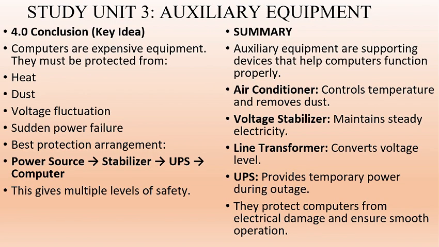Then another one is the line transformer. This line transformer converts voltage level. The example that I gave was that USA has its own voltage unit and Nigeria has its own voltage unit. For example, USA is having 110 volts, Nigeria is having 240 volts. So this line transformer helps to convert voltage level. It helps to step it down, or it helps to step it up. That is the function of the line transformer.